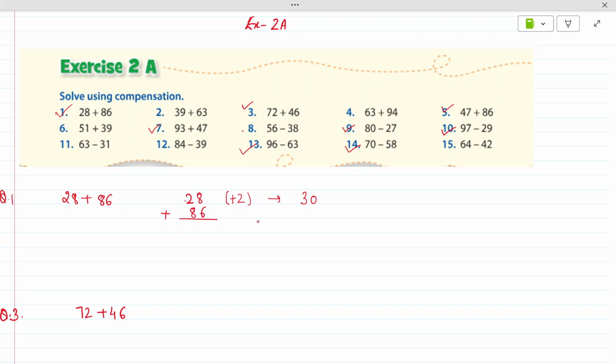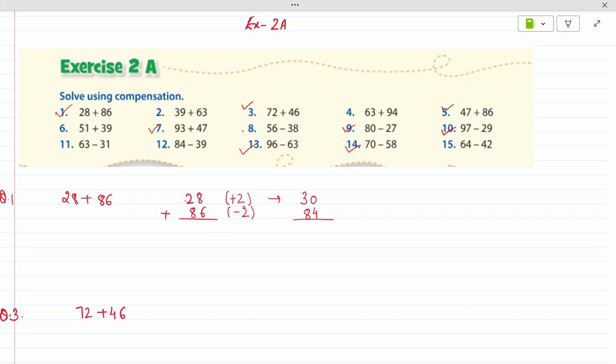This is step 1. Step 2 is we will make a change with the same amount to the other number. How? If I am adding 2 to one number, I will subtract 2 from the other number. So it will be 86 minus 2, which is 84. Okay, I hope this is clear. Let me tell you again. First, we identified which number we have to make a multiple of 10 or 100. That is 28, because it is closer to a multiple of 10, which is 30.